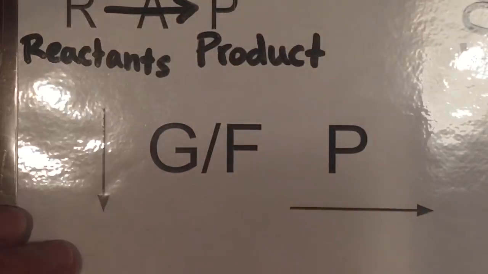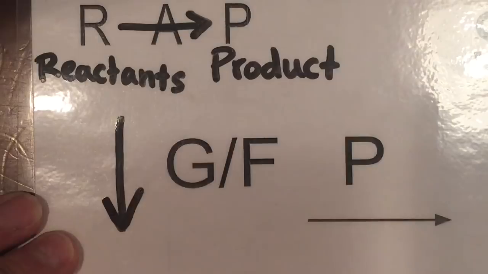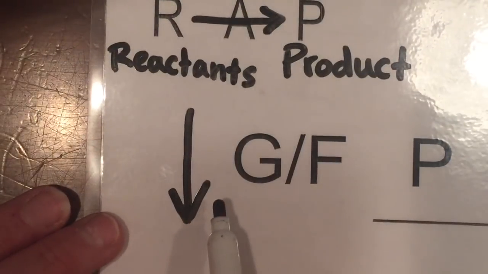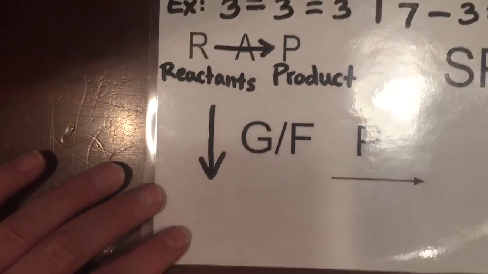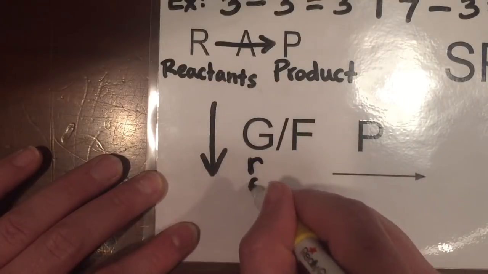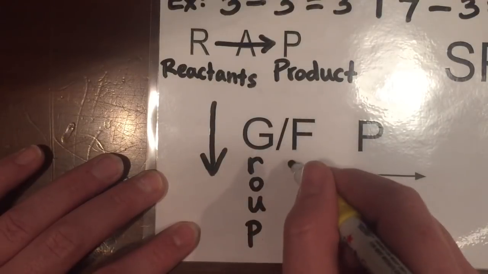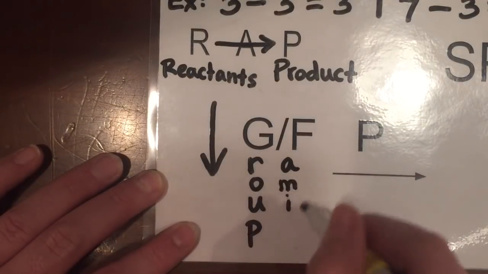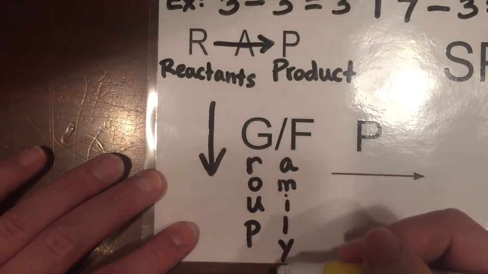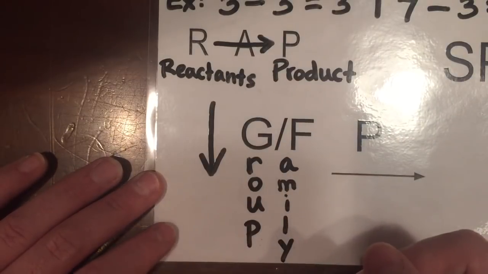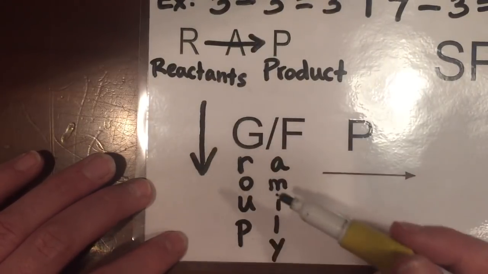Scoot on down to G, F, and P. Let's trace over the arrows. First, we'll do the one going down. On the periodic table, elements that are in a column where they go up and down, those are a group, also known as a family. Group, family, go up and down. There are 18 groups, families. There are 18 groups, 18 families on the periodic table.